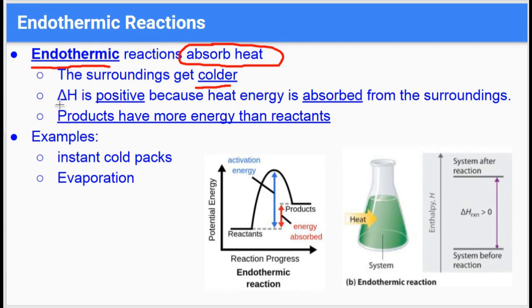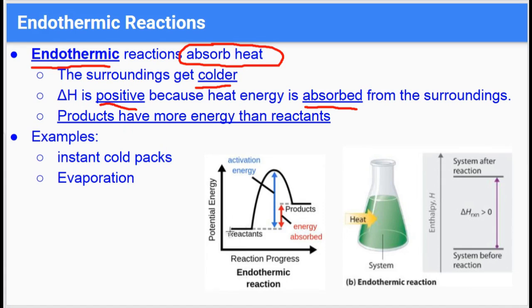All right, so this time the delta H, the enthalpy, is going to be positive because it's adding energy from the surroundings into the system. So the amount of energy in the system, in the chemical reaction, is going up. That's why it's positive. So it's absorbing heat energy from the surroundings. So the products are going to have more energy than the reactants. So once again, here's the graph. So this time it's going to be different.